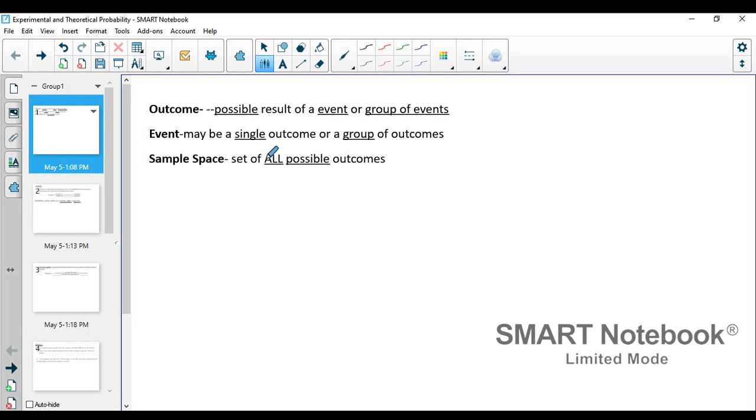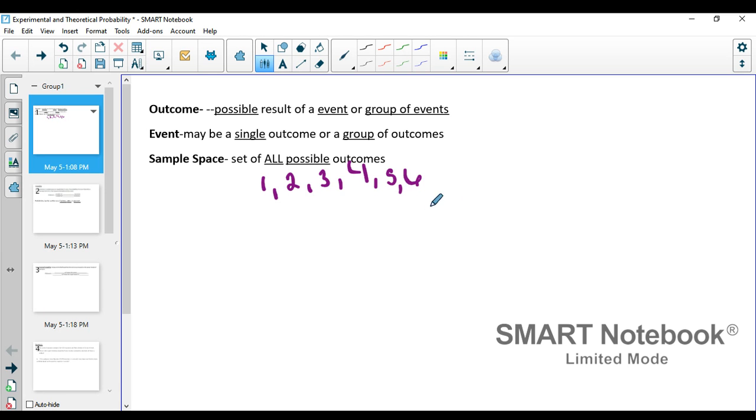So a couple important definitions that we need to know. Outcome is the possible result of an event or group of events. An event may have a single outcome or multiple or a group of outcomes. And then a sample space is a set of all possible outcomes. So if you're rolling a dice, the sample space are the numbers on a dice. So 1, 2, 3, 4, 5, and 6.